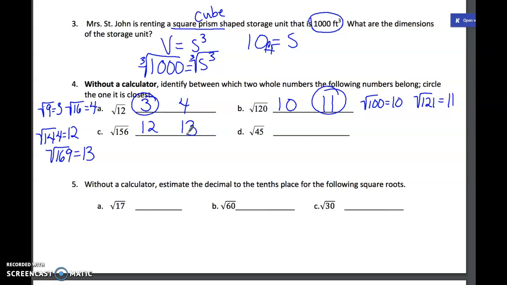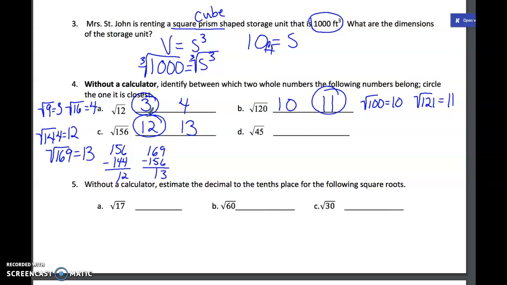So thinking about which one it is closest to. If I do 169 minus 156, it's 13 away. If I do 156 minus 144, it's 12 away. So it is slightly closer to the 12.